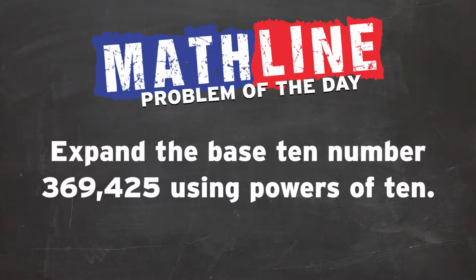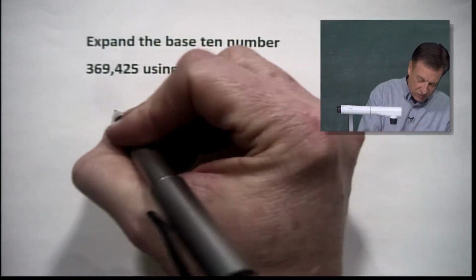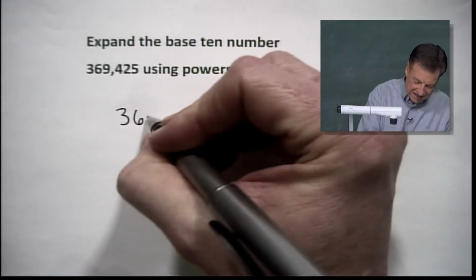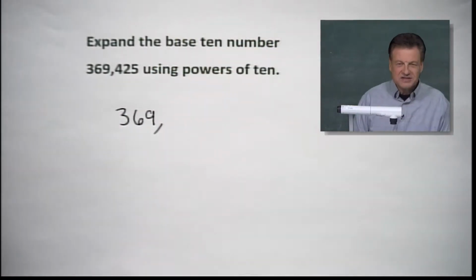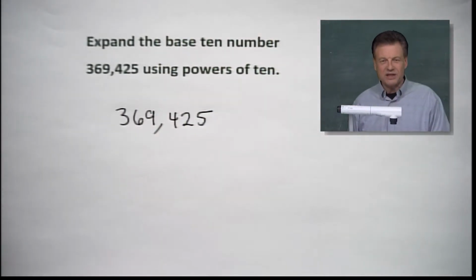So we're going to expand this base 10 number, 369,425, and we're going to keep powers of 10, and it will probably look like some scientific notation popping in and out of here as we work along. So let's take a look at what's going to happen on this problem. First of all, we've got the number sitting there. It's a big number, so why don't we really make it big? Oh my goodness, 369,425.